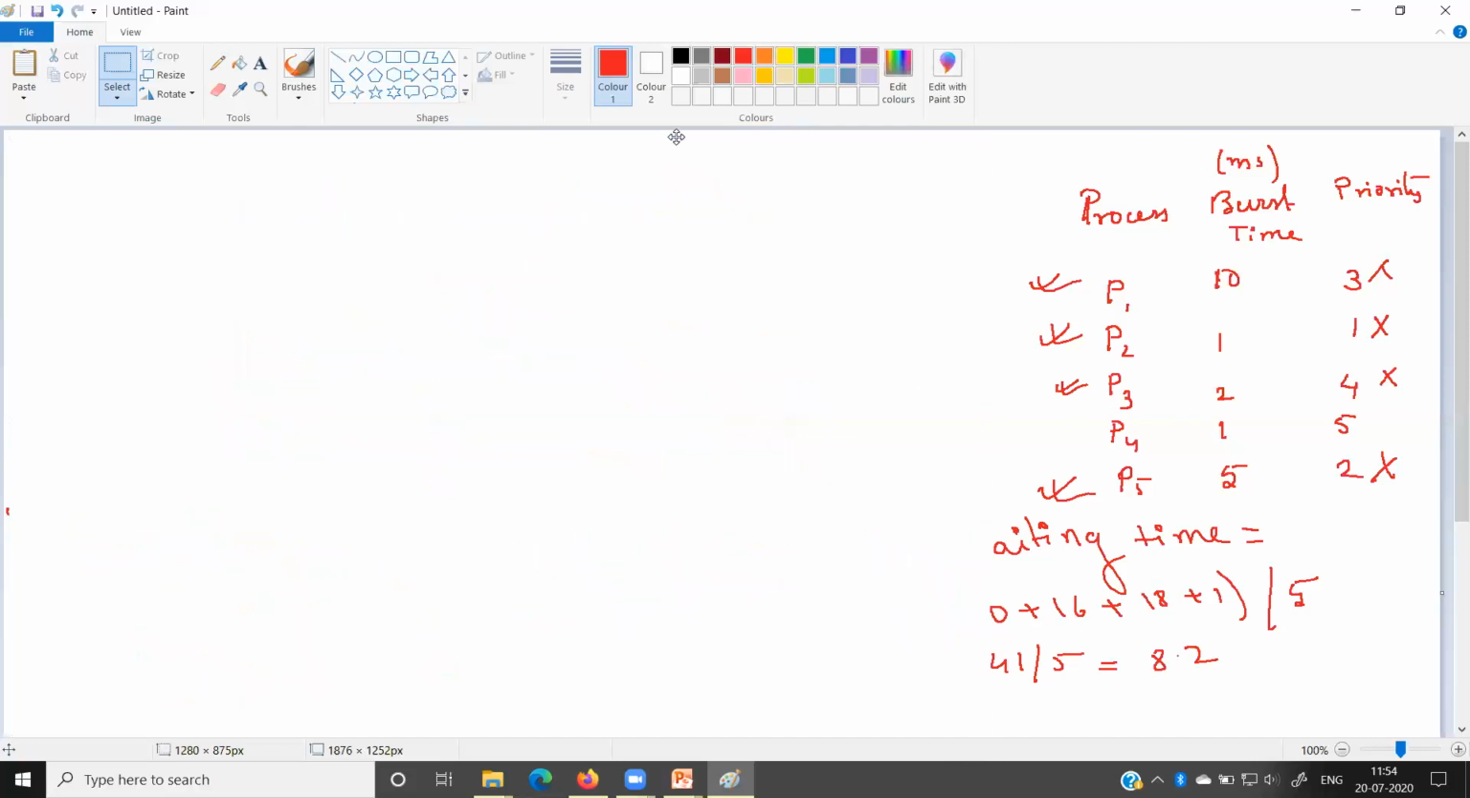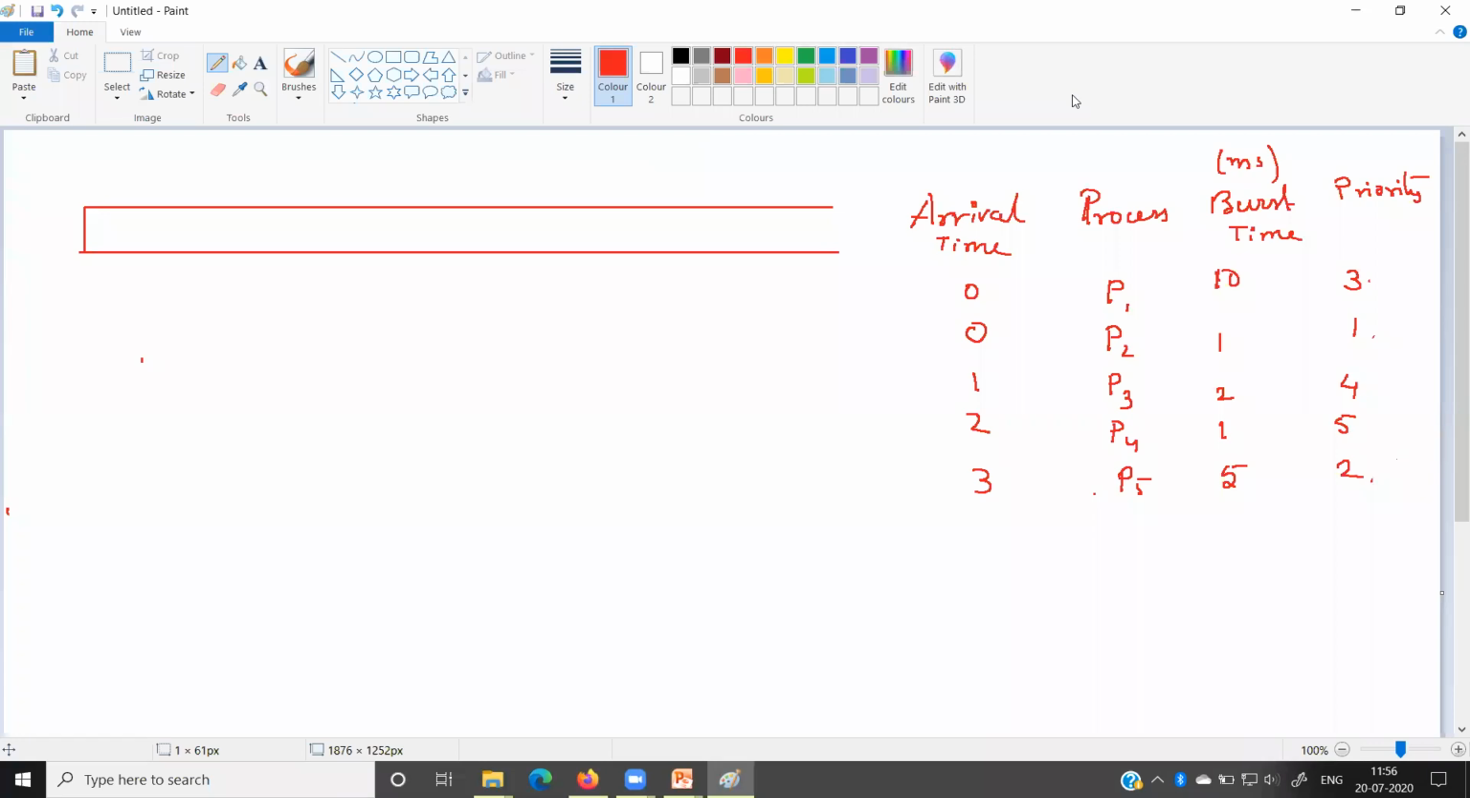So here we are adding the arrival times. For this set of examples, we added the arrival times 0, 0, 1, 2, 3. That means processes P1 and P2 both arrived at time 0, P3 arrived at time 1, P4 arrived at time 2, and P5 arrived at time 3.